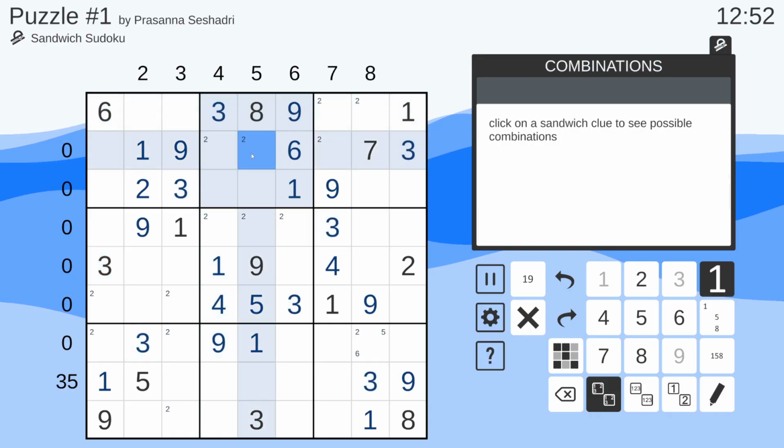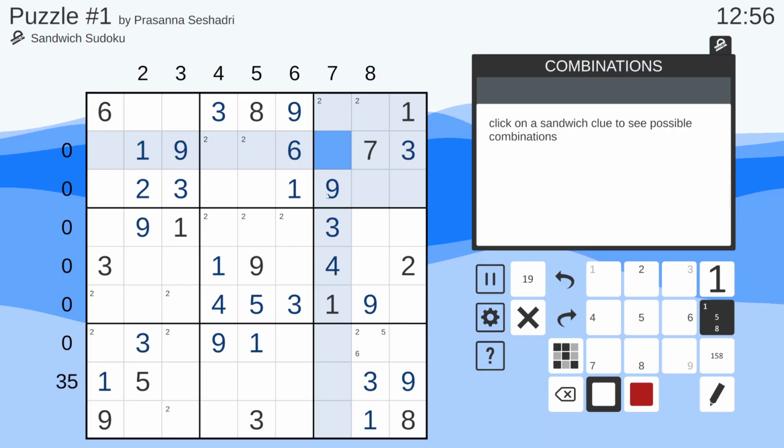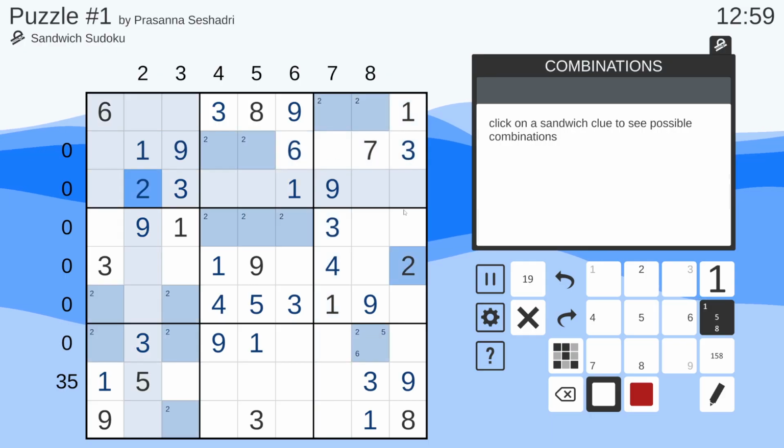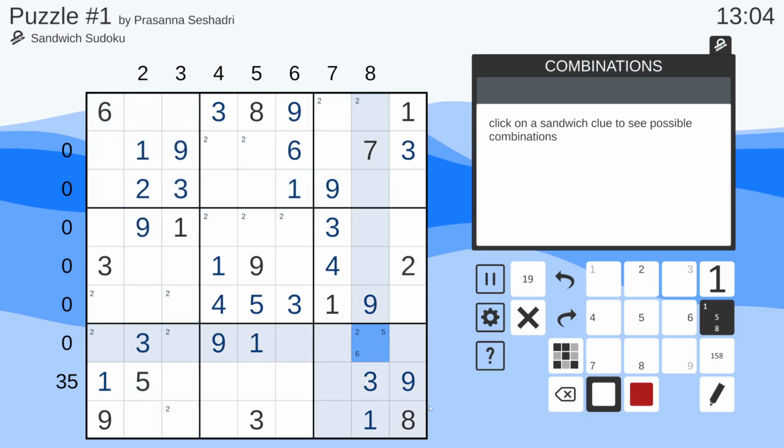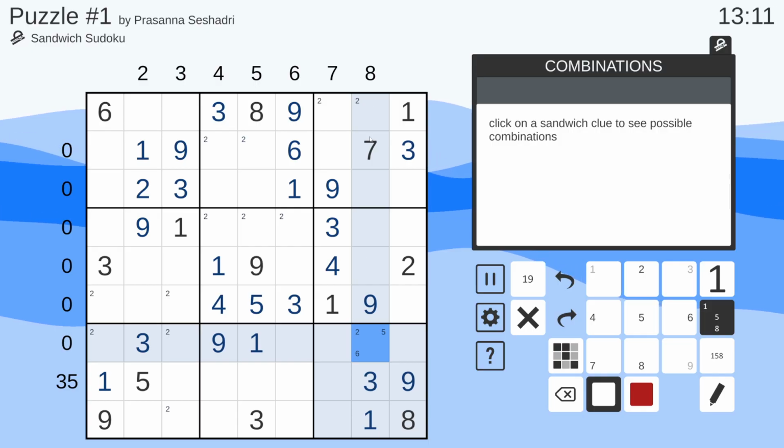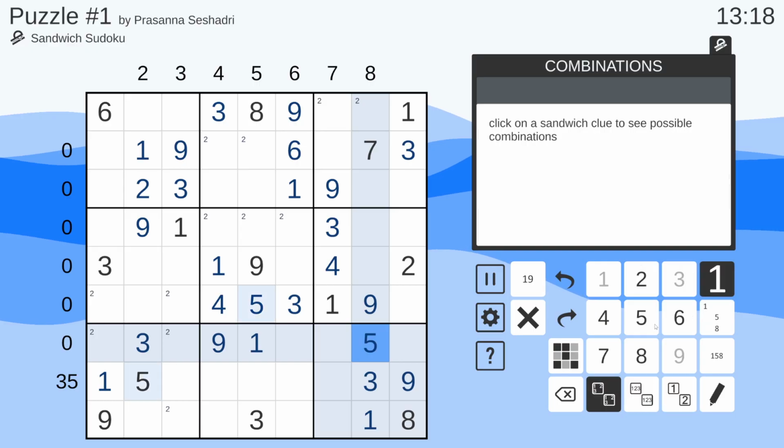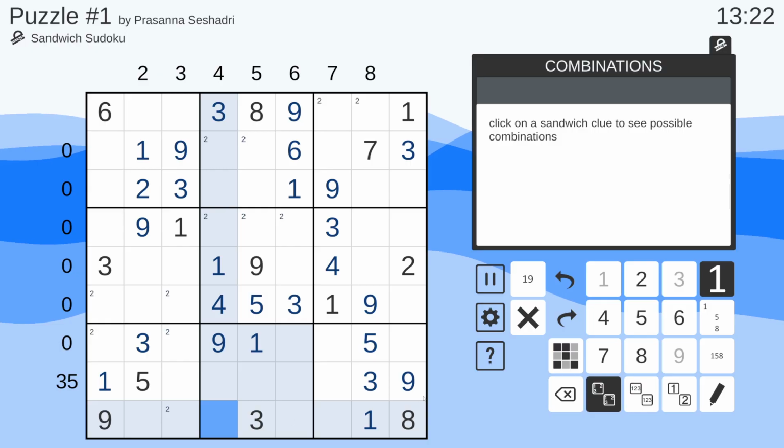So now I know 2 is in that row. We can get rid of that 2. We have that 2. I can't remember why I marked this. Oh, right, because it's a sandwich clue. So this is 3. So this needs to be 5 to make 8. Which means 5 is in one of these 2. Should I mark that? Oh, 5.